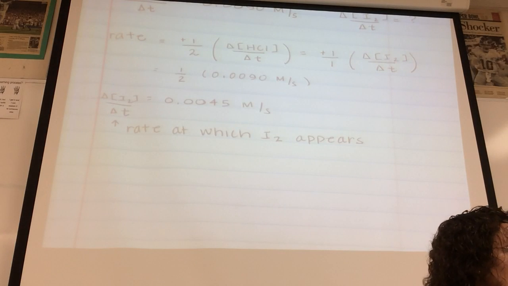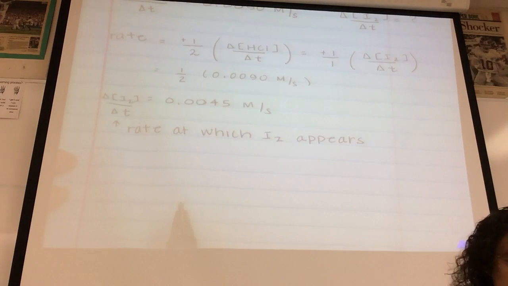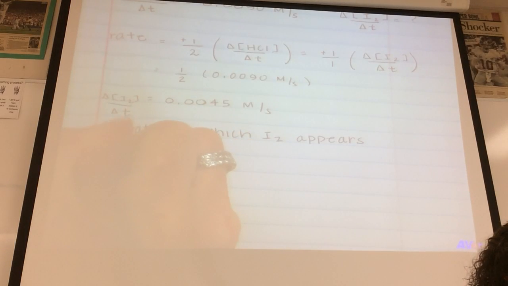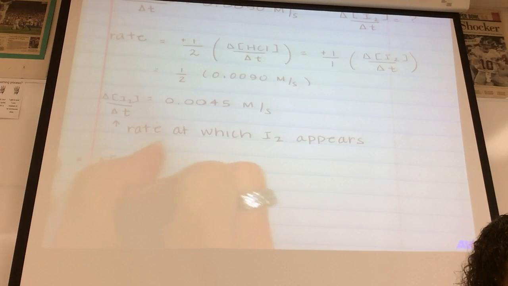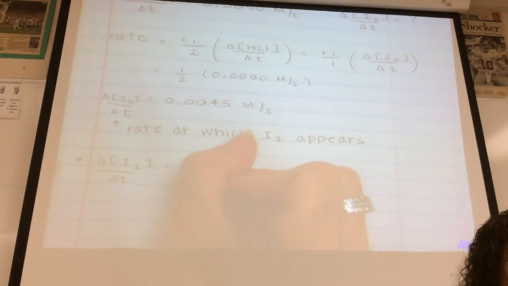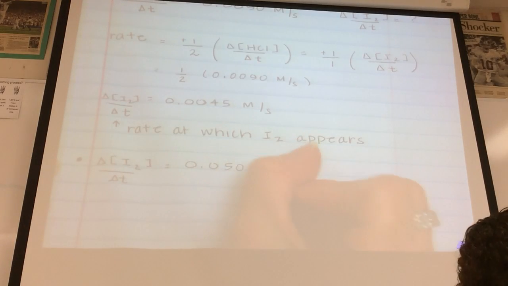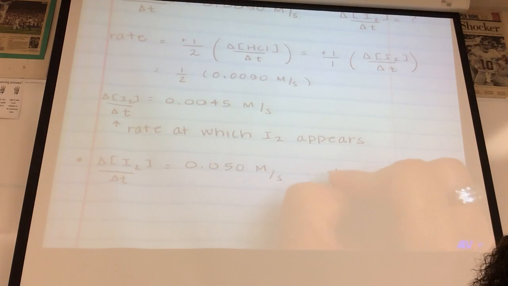Okay. The next question goes with the same balanced equation. And it says if the rate at which iodine forms, so they're telling you, this is the next problem, and again, rate is the change in concentration over the change in time, is 0.050 molar per second, and they want to know the rate of disappearance of iodine chloride.